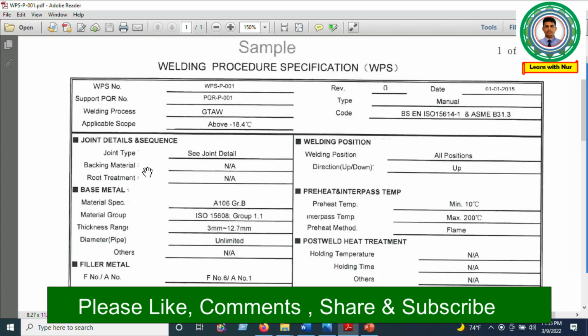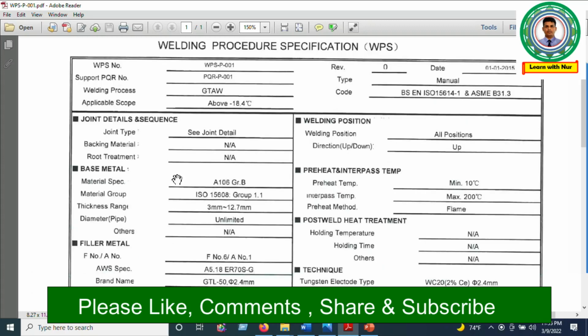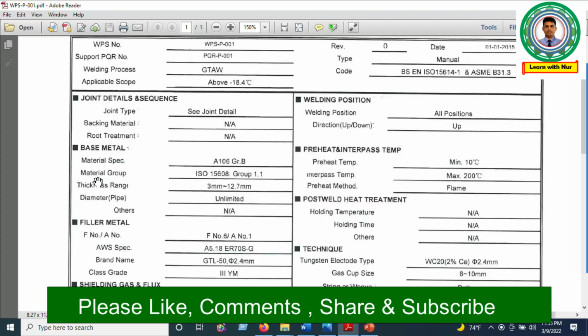Then next we see the backing material. Here it is not applicable, so this WPS does not use backing material. Root treatment, here there is no root treatment, so this is also not applicable. Then we go to the base metal. What type of base metal can be welded by following this WPS? For this specific WPS, the material specification is ASTM A106 grade B. This is a piping grade, carbon steel material, so this grade of material we can use for this WPS.